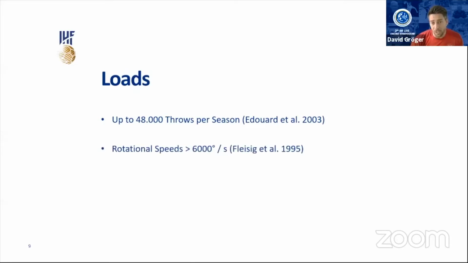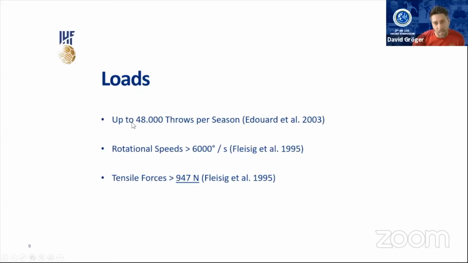We have rotational speeds in the shoulder joints that are over 6,000 degrees in a second. This is also an old paper, so we expect it's more now, and therefore when we have these high rotational speeds, we also have to face very high tensile forces, over 950 Newton. This is almost a ton of tensile force on your shoulder joints. So especially your tendons and your ligaments have to be really robust to withstand that.